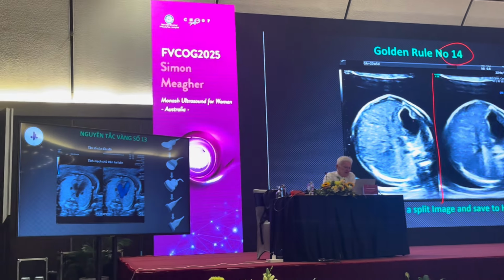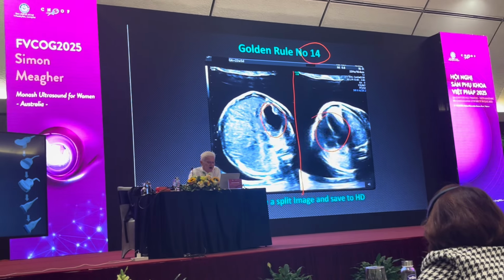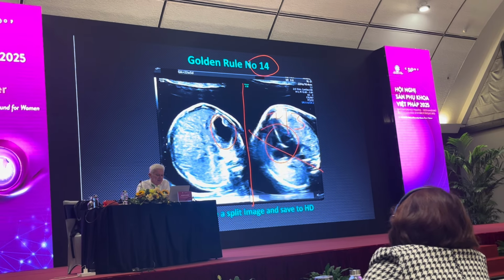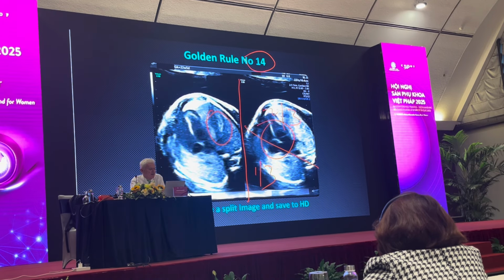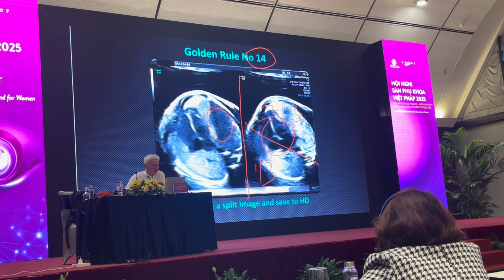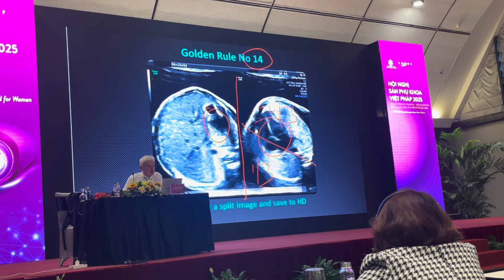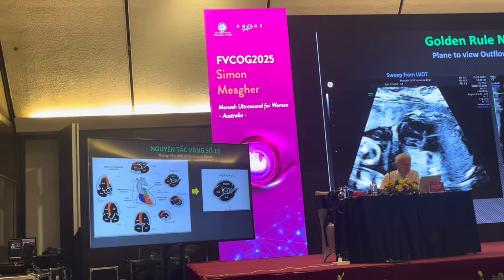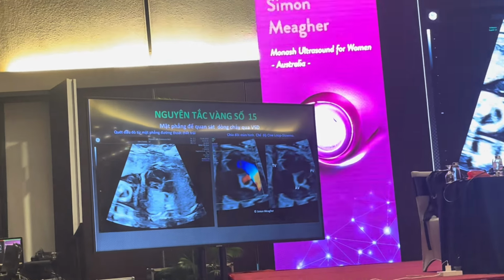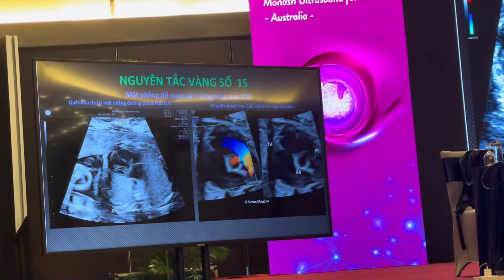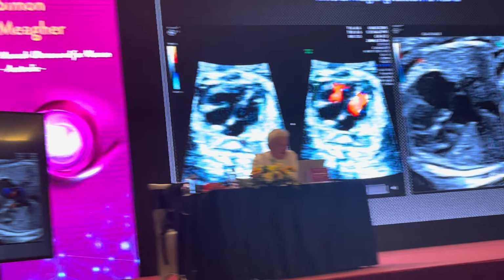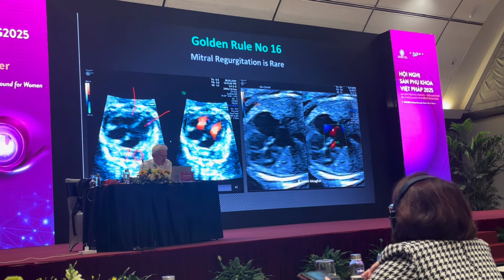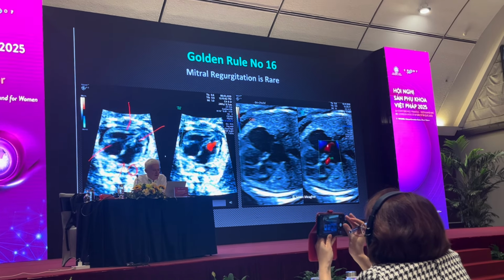Golden rule number 14. Do a split image and demonstrate that the stomach and the heart are on the same side. 2/3 of the heart is in the left hemithorax and 1/3 is in the right hemithorax. It's important to do this so you do not miss heterotaxy syndromes. I'll skip number 15.